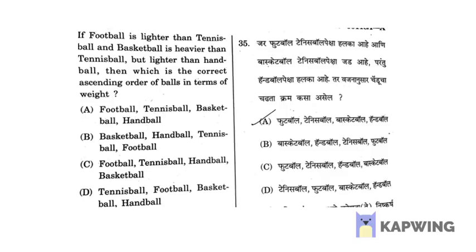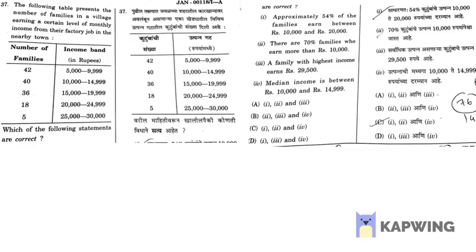draw it on paper and say this is more, this is less, that way you will come across this first answer: football, tennis ball, basketball and handball. So that's the correct answer. Hope, friends, you have written it correctly. Moving on to the next question of today's lecture.